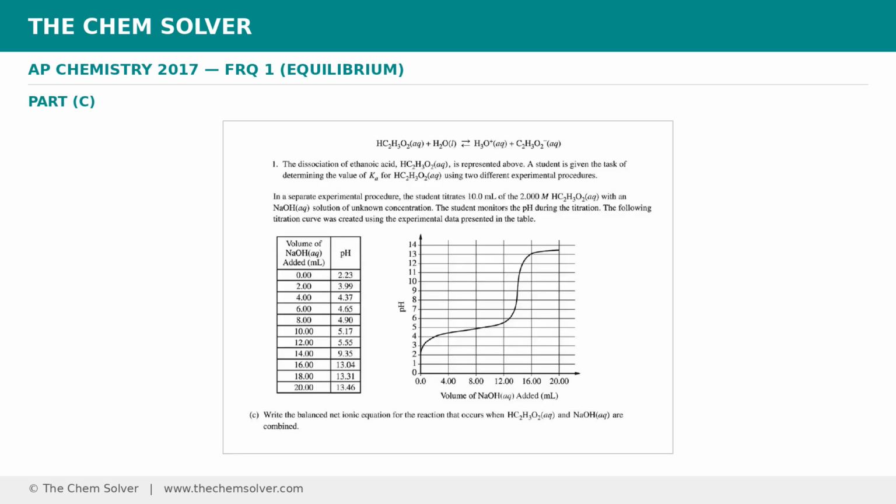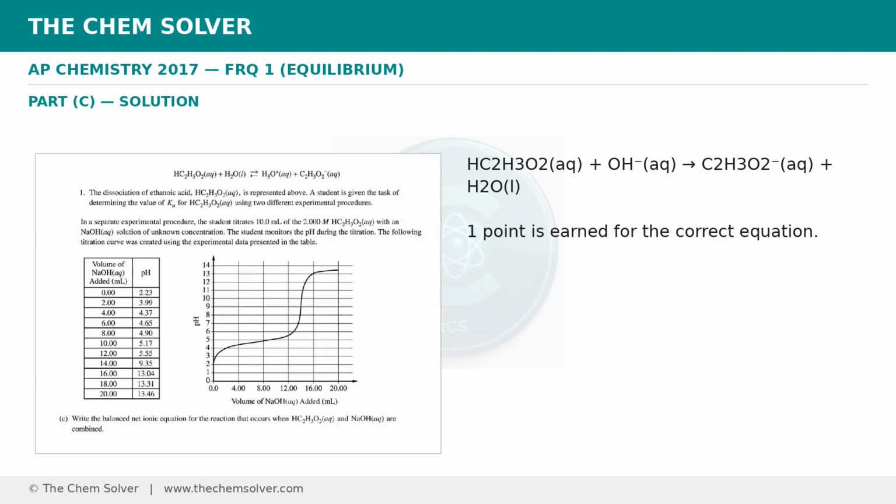Write the balanced net ionic equation for the reaction that occurs when HC₂H₃O₂ and NaOH are combined. HC₂H₃O₂ plus OH⁻ gives C₂H₃O₂⁻ plus H2O. 1 point is earned for the correct equation.